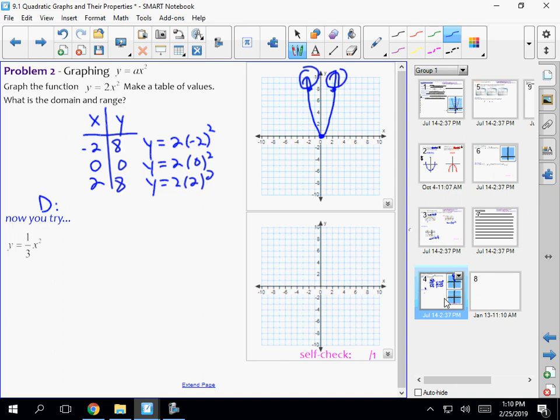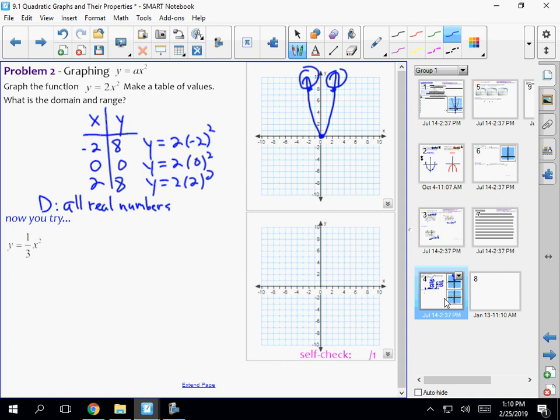So if x can be anything all the way to negative infinity and anything all the way to positive infinity, we would say the domain is all real numbers. That's going to be the case for all of the parabolas we're looking at. We're studying parabolas that are all functions. The domain will be all real numbers every time.